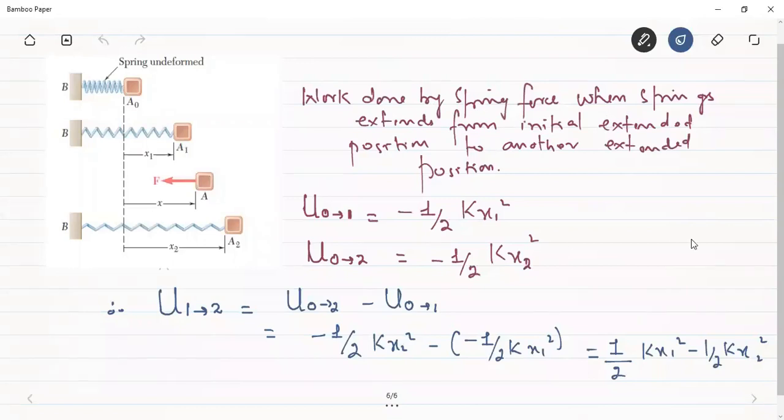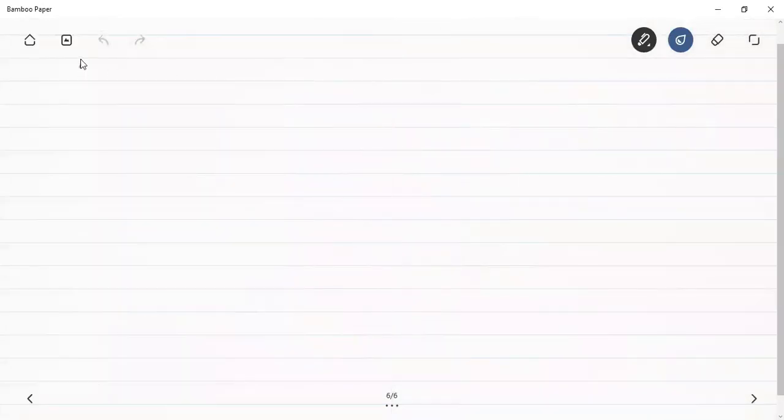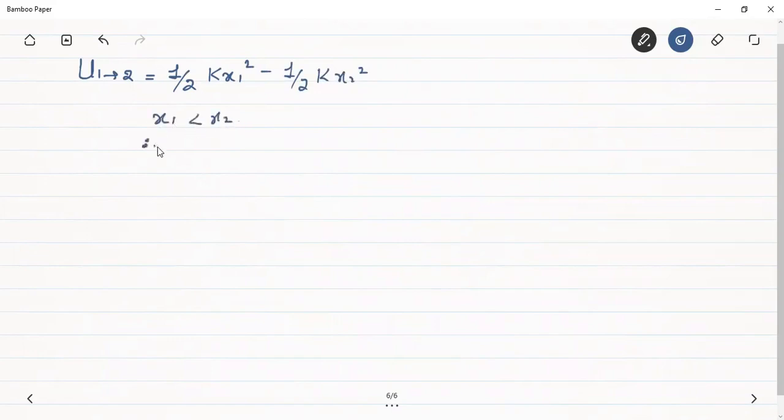So let's write this equation again. U12, that is the work done by the spring force, is equal to 1 by 2 k x1 square minus 1 by 2 k x2 square. Okay, note that x1 is less than x2. Therefore, U1 to 2 is negative. The work done by the spring force is always negative because it is always against the displacement. Okay, it's quite obvious that this work done by the spring force will be negative.